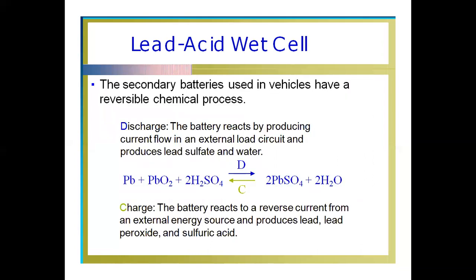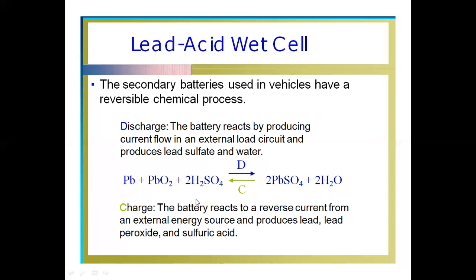The next point to discuss about this secondary battery is that it is used in vehicles, and it has a reversible chemical process. Whenever there is a reversible chemical process, it can be easily charged. On discharge, the battery reacts by producing current flow in an external load circuit and produces lead sulfate and water. This reaction is a reversible reaction.